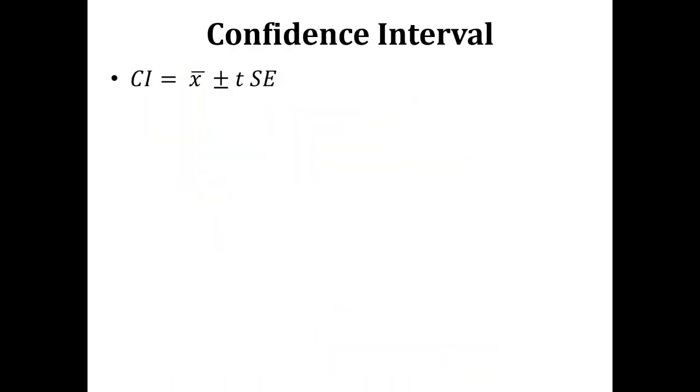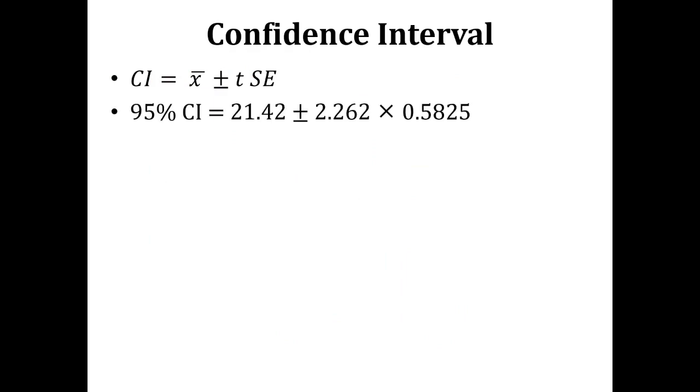So now we have all the desired inputs ready for the confidence interval calculation. We have the mean value, which is 21.42, and we have the t-value and the standard error value. Our first level of confidence is 95%. The t-value that we took from the t-distribution table was 2.262, and the standard error that we calculated for those 10 observations was 0.5825.